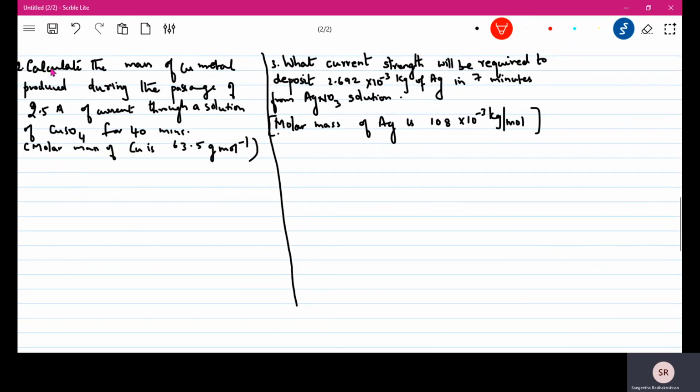Now let us see the next problem. Calculate the mass of copper metal. You want to calculate the mass of copper. The formula for mass of copper will be moles of copper into molar mass. Always remember, if you want to find the mass of copper, it is moles of copper into molar mass.